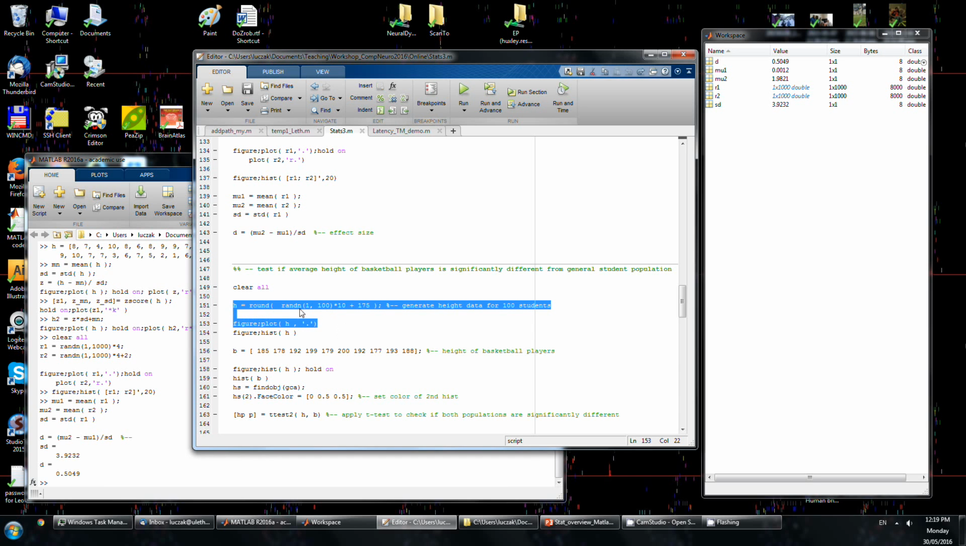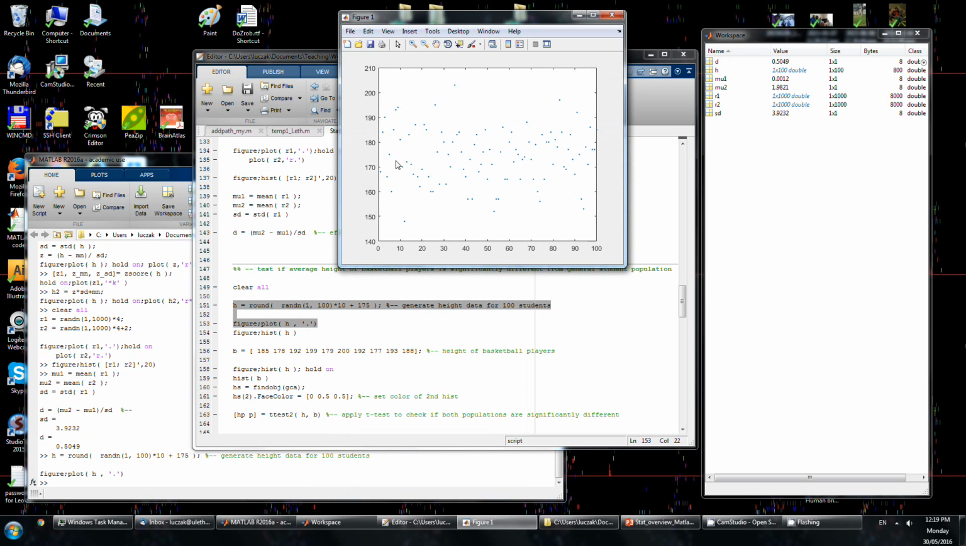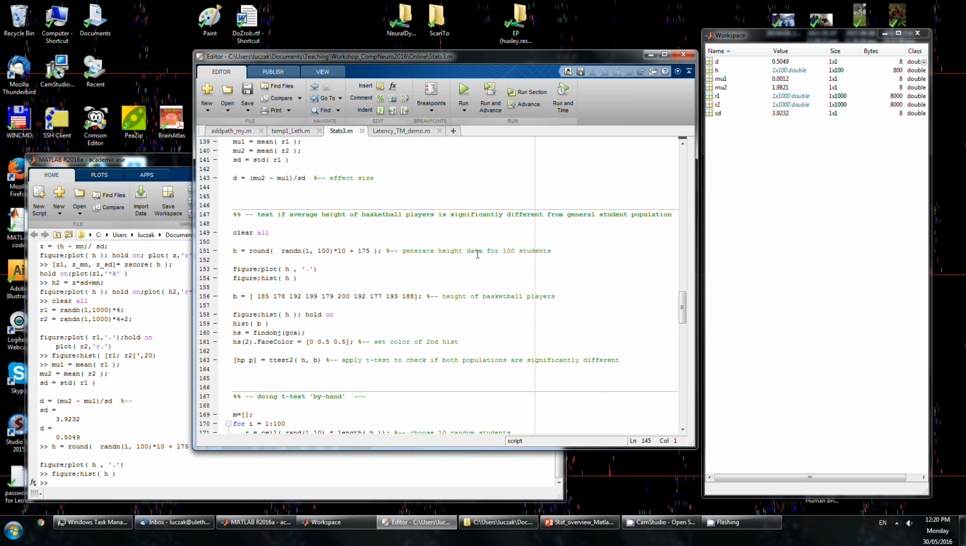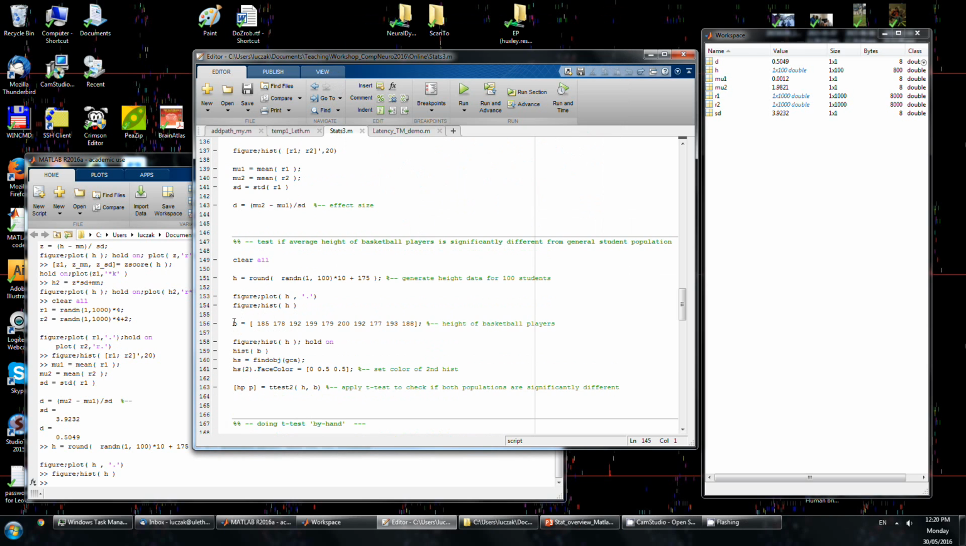Let's see how this data looks. Here you see these 100 people. Each of those blue dots shows the height of one person in our population. If we plot a histogram, then we see that, as designed, the distribution is centered around 175, and it is approximately a normal distribution. Now we will also generate another fictional population, the heights of basketball players. Here we'll have 10 basketball players, and we would like to test if their height is significantly different from the general population, which we generated in the vector h.